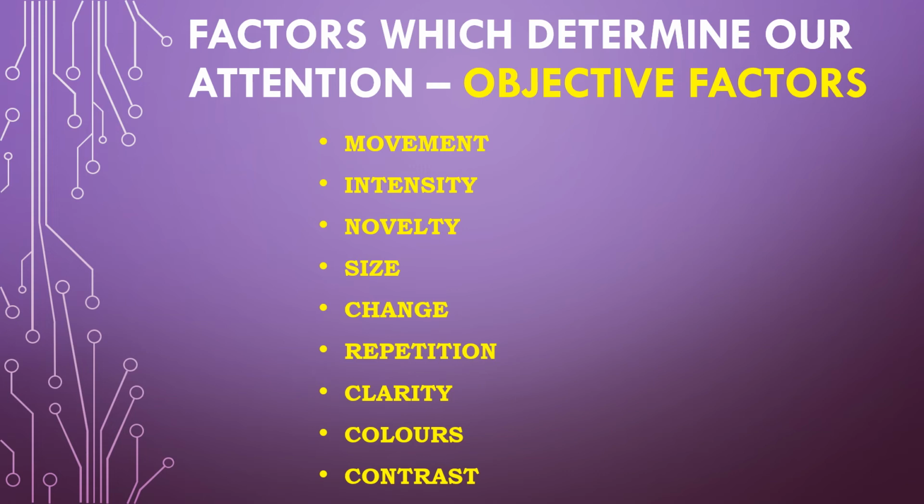Then colors. Colorful objects draw our attention more easily than black or white objects. Then contrast. An object that is strikingly different from its background draws our attention. For example, a black spot on a white shirt. So these are certain objective factors that determine our attention. That is, these factors pertain to the aspects of the object.